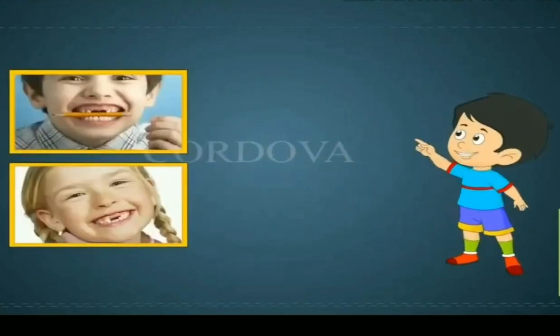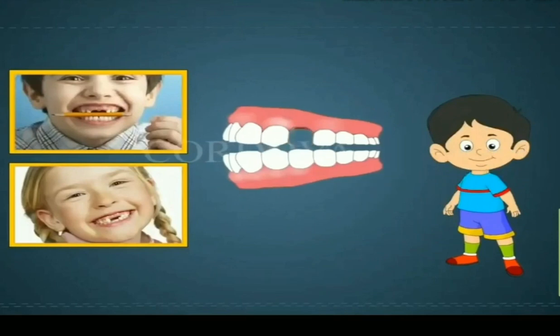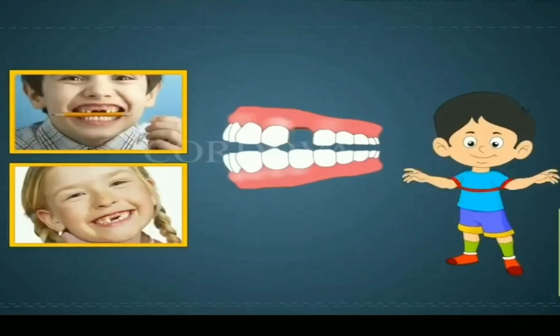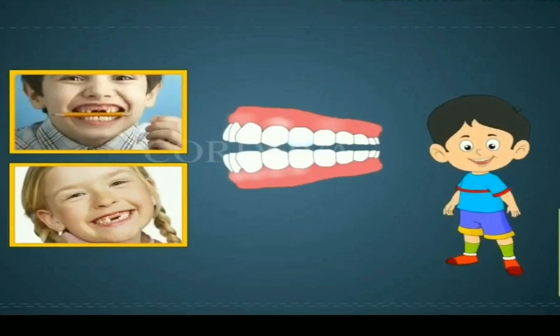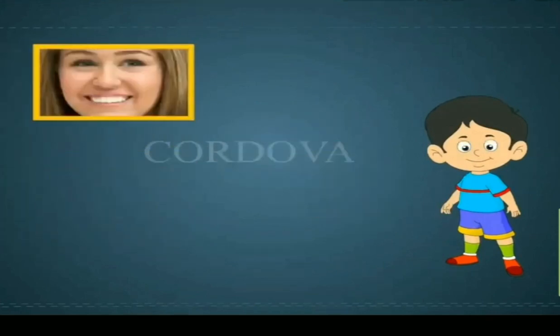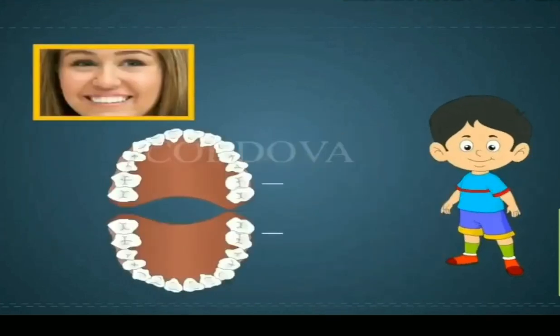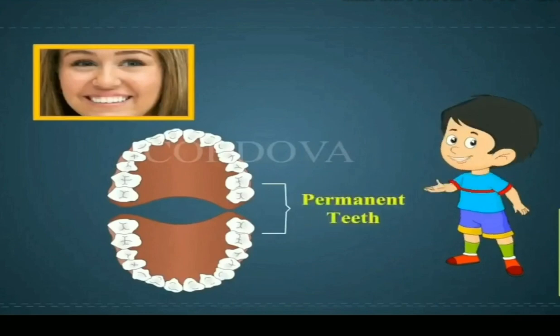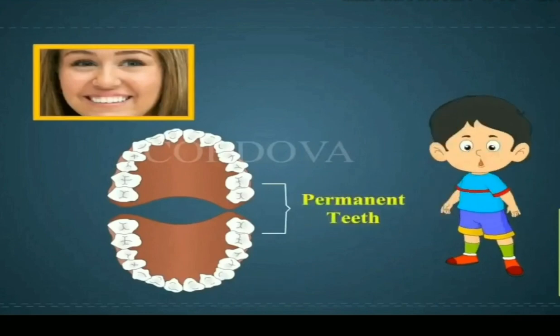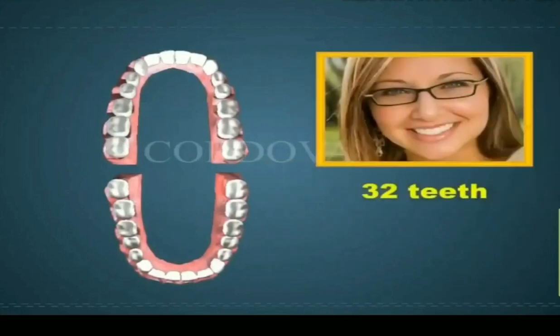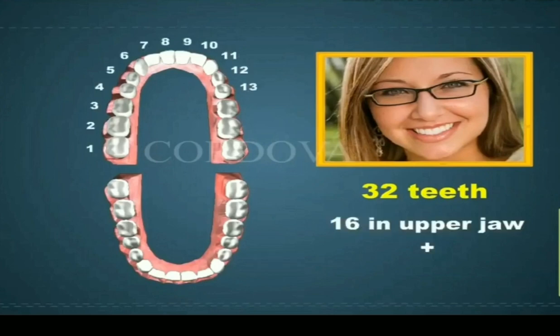By the age of 6, a child starts losing the milk teeth one by one. As the milk teeth fall, new teeth grow in their places from the gums. This new set of teeth is called permanent teeth. Every adult usually has a set of 32 teeth, 16 in the upper jaw and 16 in the lower jaw.